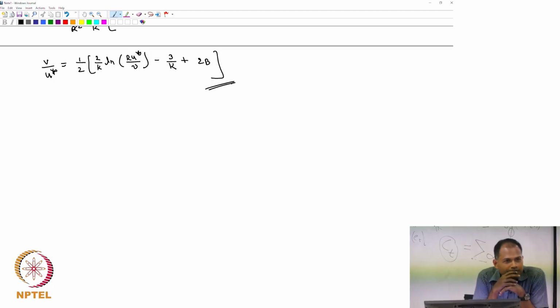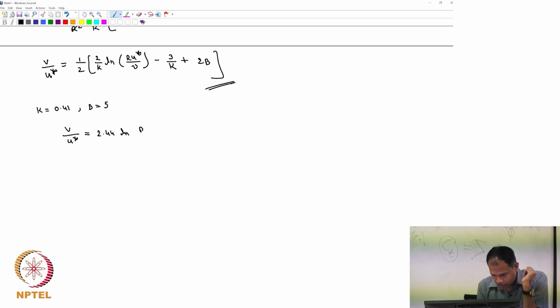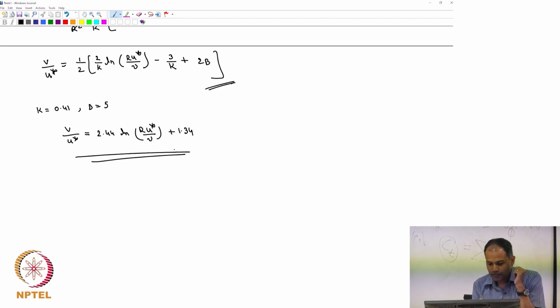You get something like that. The typical value of k is 0.41 and b is 5. And if you substitute, you get V by u star is equal to 2.44 ln r u star by nu plus 1.34. Okay, so that's the average velocity that you get for a turbulent flow in a pipe if you assume that it's given by the overlap layer completely.